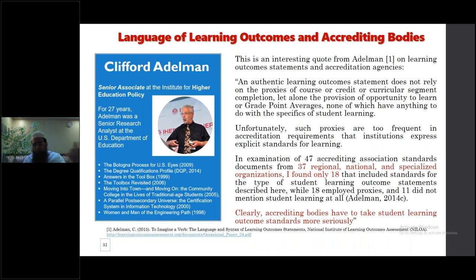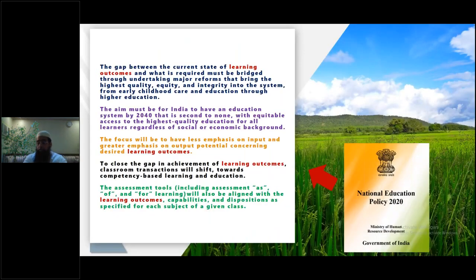Unfortunately, Clifford Adelman died in 2018, but for 27 or 30 years, he was a key advisor to the U.S. Department of Education and the Bologna process, and the Degree Qualifications Profile. Imagine, incredible work. You see here, India is also talking about the gap in the current state of learning outcomes, and that this gap should be bridged and improved.